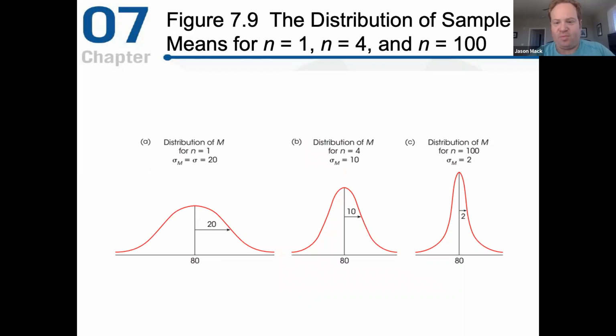Here we have figure 7.9, the distribution of sample means for A, n equals 1, B, n equals 4, and C, n equals 100, obtained from a normal population with a mean of 80 and a standard deviation of 20. Notice that the size of the standard error decreases as the sample size increases.